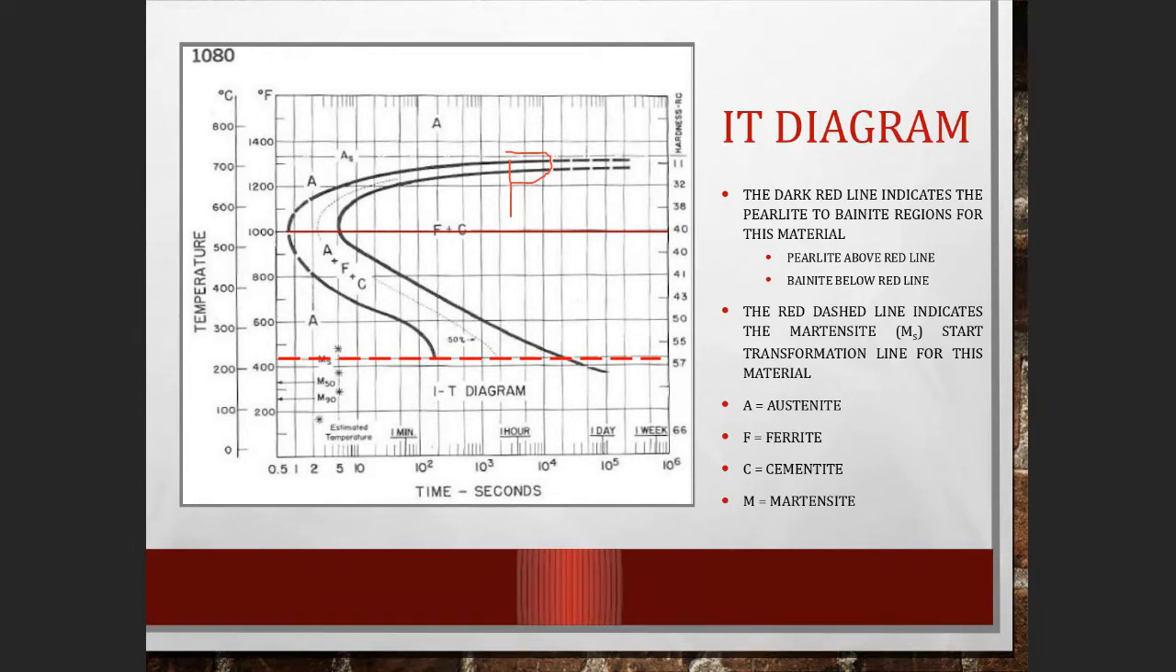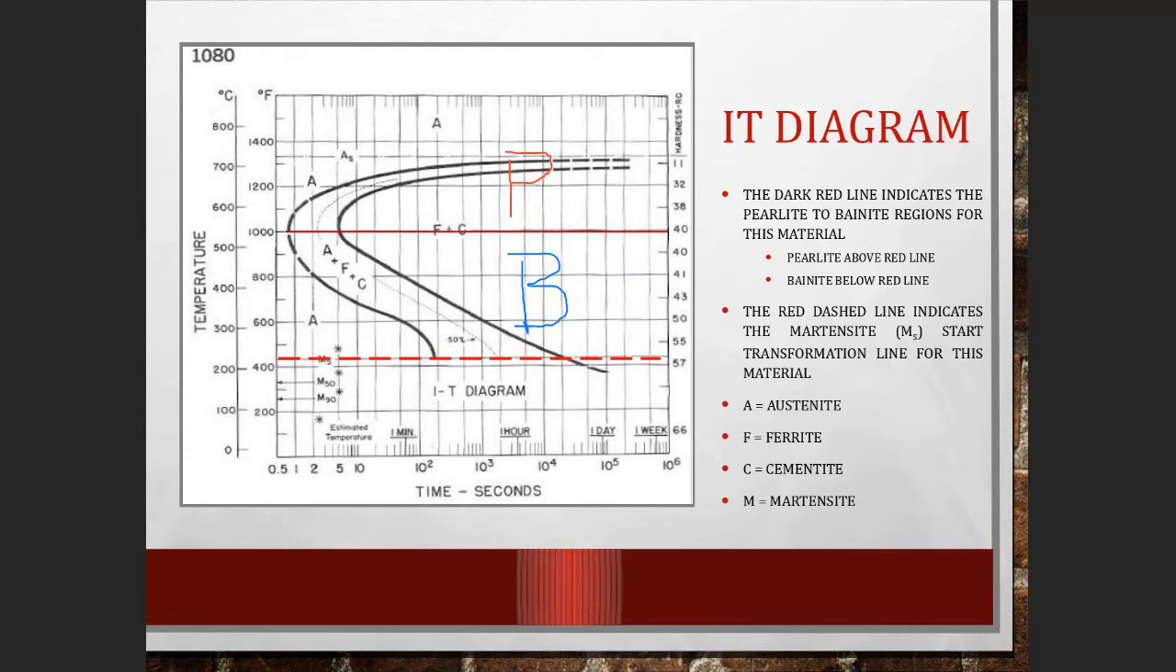Anything below that solid red line, but before this red dashed line, will then give you bainite, and that's B for bainite. For this particular steel, you cannot form bainite without forming pearlite. There's going to be a trick to forming bainite, which I will show you guys shortly.